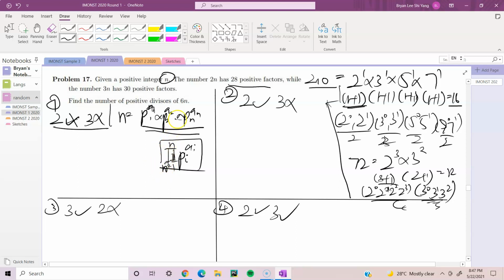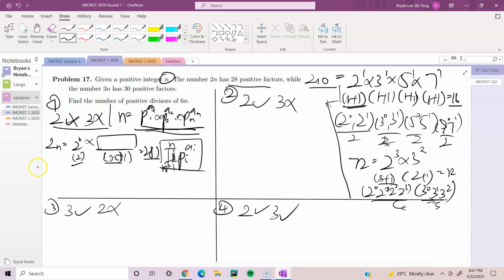So the important thing is, this does not involve 2 or 3, so none of these are 2 or 3. Okay, so 2n would be 2 to the power of 1 times all this, which is 2, and then times this one, which has 28 factors. So n originally has x factors. Okay, so 1 plus 1 times x plus 1 equals 28. So x plus 1 equals 14, x equals 13, right? We are thinking that n would have 13 factors.